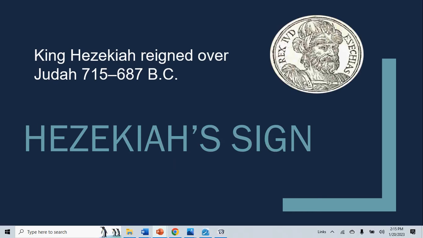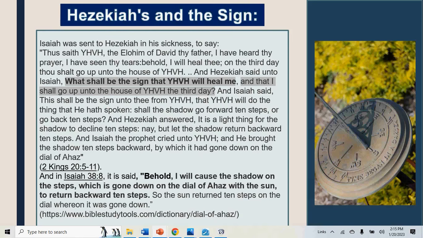Okay. Well, King Hezekiah reigned over Judah from 715 to 687 BC. And this is about Hezekiah's sign. Did that have anything to do with our 29.5-day months? Isaiah's, and the sign.